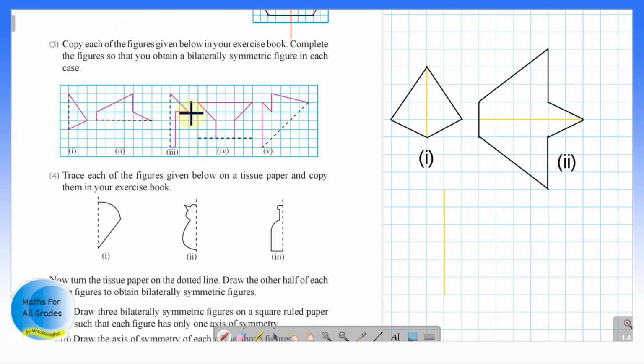Now let's mark vertices. This point is 2 squares away and 2 squares below. So 2 squares below here and 2 squares away. So the point is here. And see the next point. This point is half a square away. So it's here. Now let's connect these vertices. Copy the same thing on the other side.